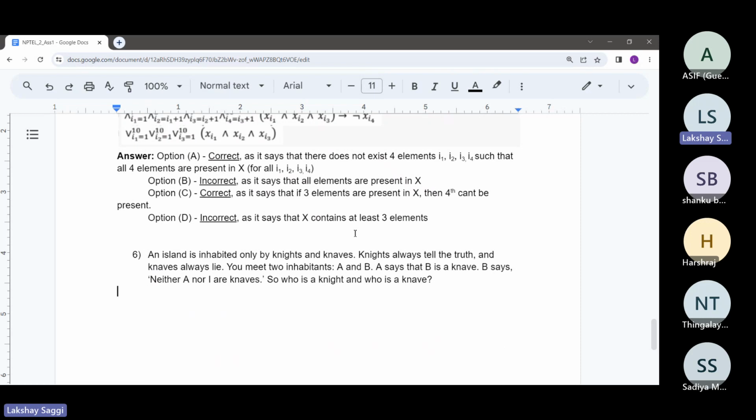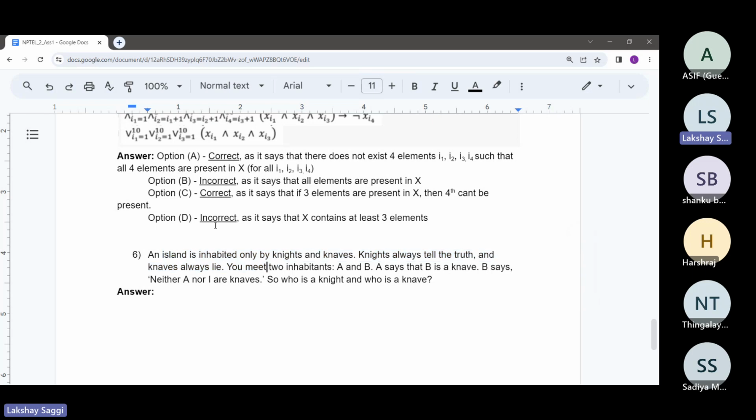This is the question which I personally like a lot, this knights and knaves problem. This is a very interesting problem, and it will be the last problem for today. What it says is that an island is inhabited only by knights and knaves. Knights are people who always tell the truth and knaves are people who always lie. So this information is given to us.